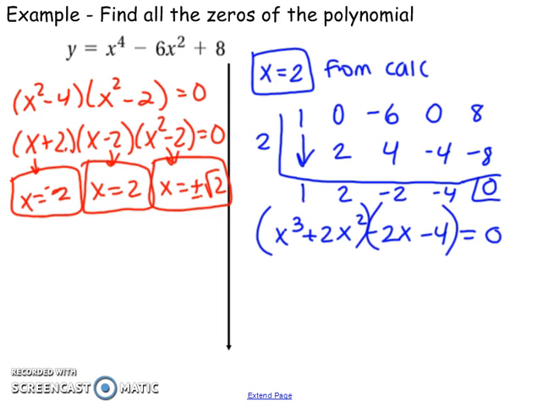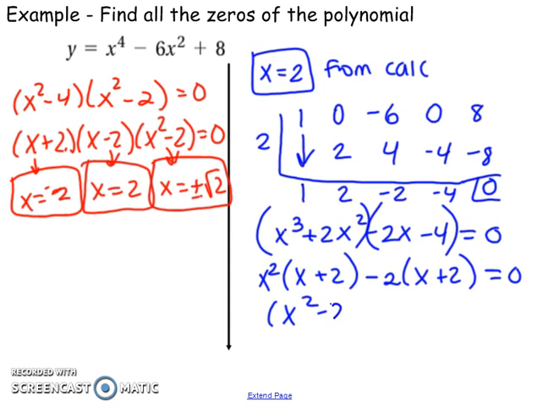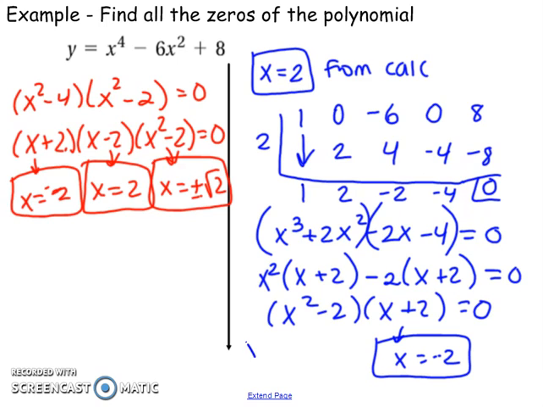I can group this now, take out my common factor, which is x squared. I'm left with x plus 2. Take out my common factor, which is negative 2. I'm left with x plus 2. So put them together: x squared minus 2 and x plus 2 equals 0. When I solve this, I get x equals negative 2, and then x equals plus or minus radical 2. So I got the same answer 2 different ways.